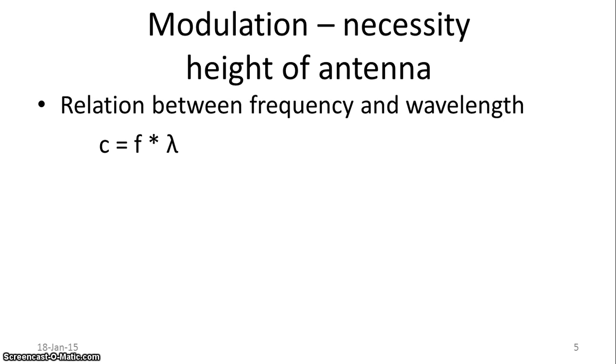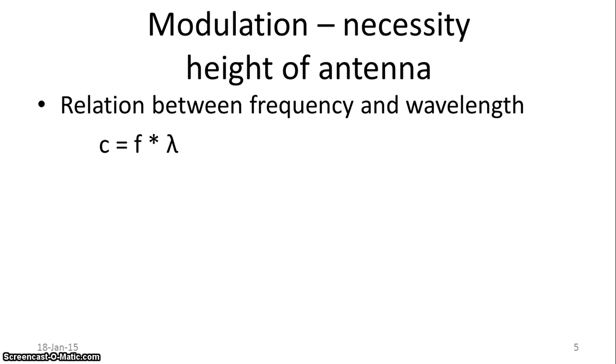Height of the antenna. We know the relation between the frequency and wavelength of a signal is given by the formula c = f lambda, where c is the speed of light and it is given as 3 x 10^8 meters per second. To understand the relation between the frequency, wavelength and the height of the antenna, we need to remember that the height of the antenna for transmitting a signal is approximately lambda by 4.